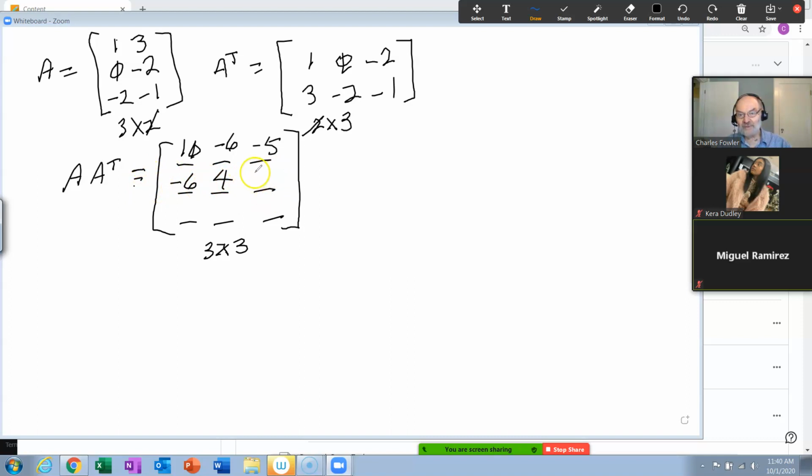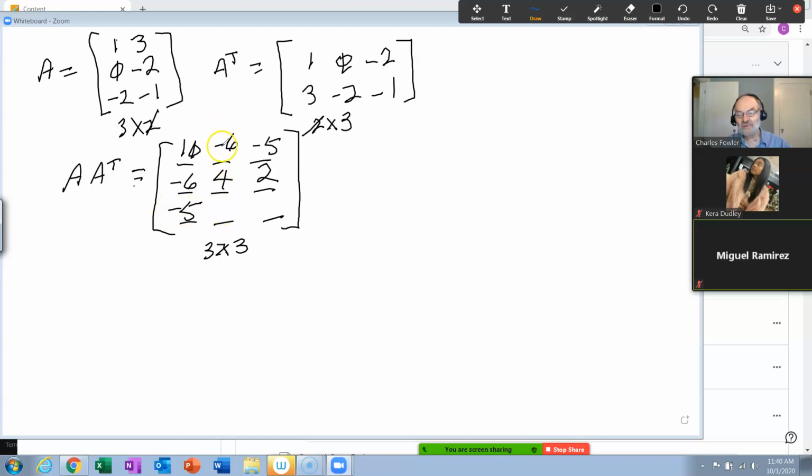The 2, 3 entry here will be second row, third column of A transpose. And that would be a 0 times a negative 2 is 0, and negative 2 times a negative 1 is a positive 2. Okay? The 3, 1 entry here, third row, first column, would be third row of A, first column of A transpose. Negative 2 times 1 is negative 2, plus a negative 1 times 3 is negative 3. That comes out being a negative 5.